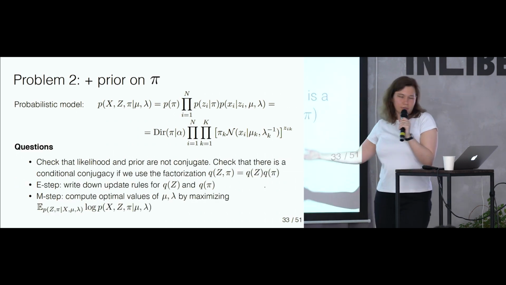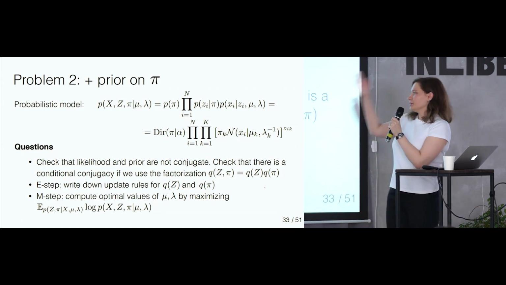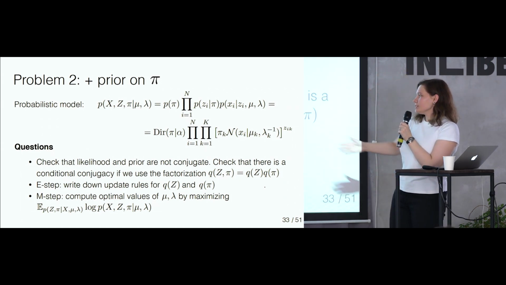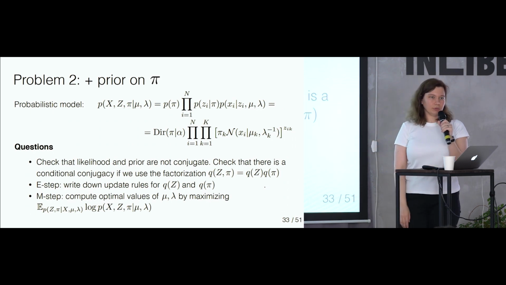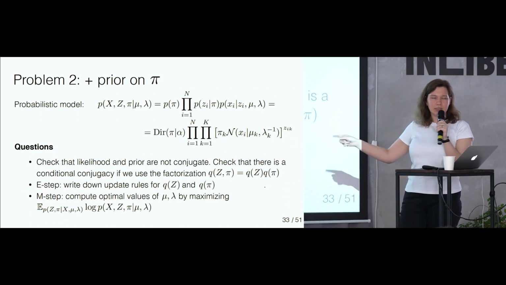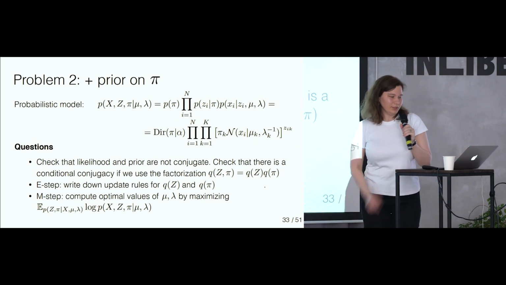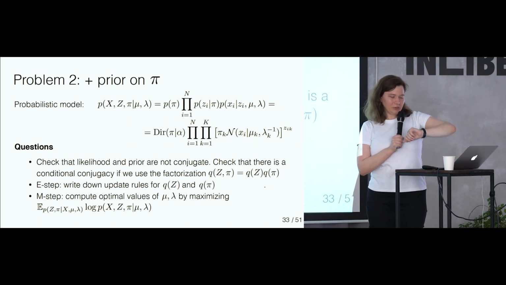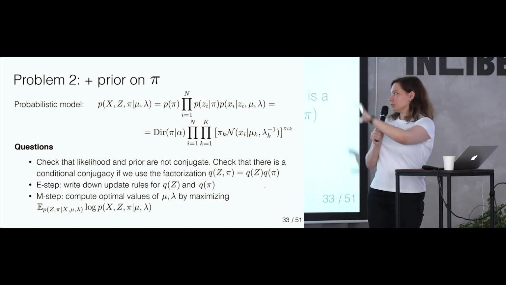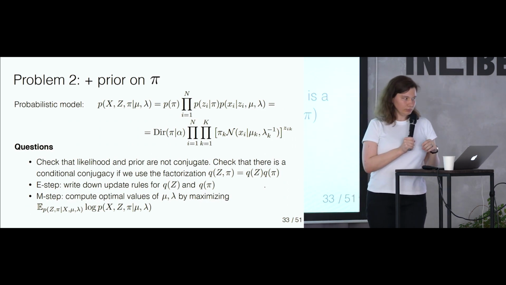So the task is, the same as the previous one, to check that there is no conjugacy, that there is a conditional conjugacy, and to write down the formulas for the E and M steps. For now, I think the most interesting part for us is the E-step, because the M-step is quite the same as in the first task, and the E-step is a new method in this practical session, variational inference. So I hope we will do at least the first 2 points.